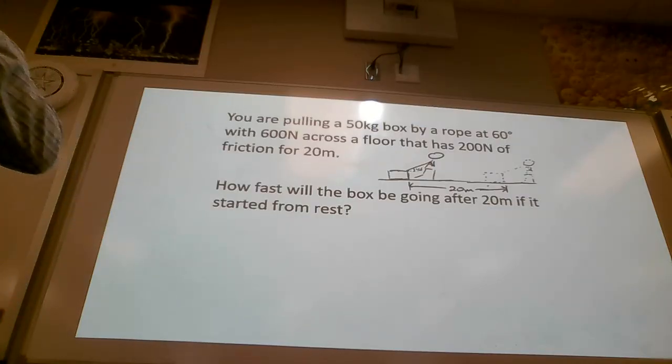All right, so we are revisiting dragging the box. I want to know how fast the box will be going after 20 meters if it started from rest. Now, you could do this same problem with what you already know how to do. Free body diagram, sum of the forces in the x and y direction, solve for acceleration, stick it in a kinematic equation, and get the right answer. Okay. I'm going to push you to do it the work-energy route.